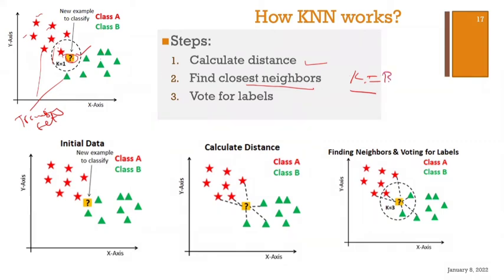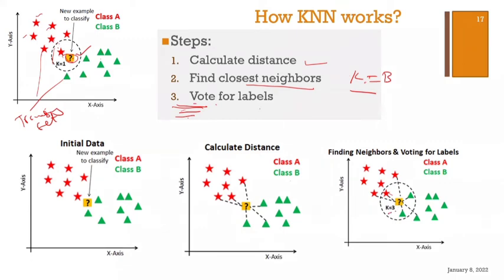But if I say K is equal to 3, for example, I want to select the first 3 that are closest to me. In that case, I might need a vote. Step 3 becomes compulsory: vote for the labels. Let's look at this example. This is class A, this is class B. You calculate the distance.